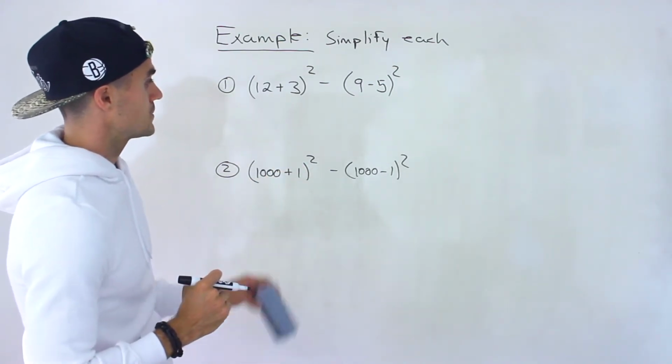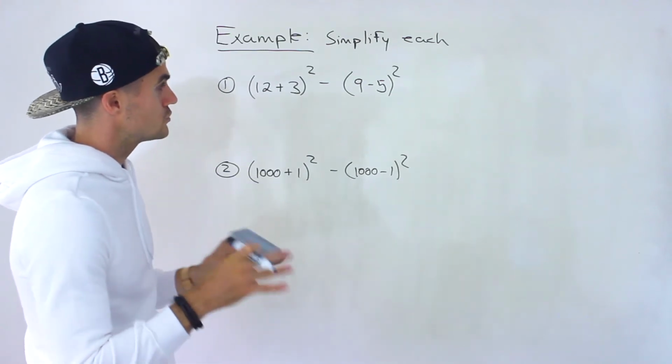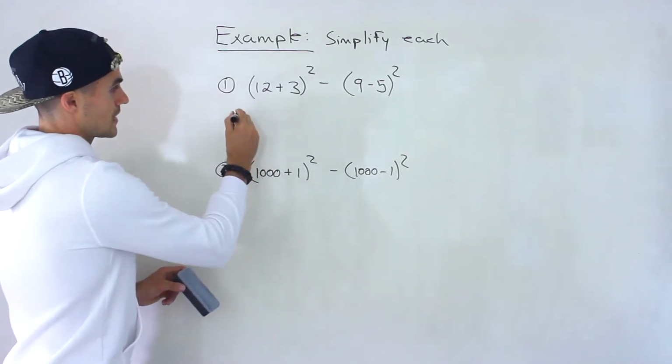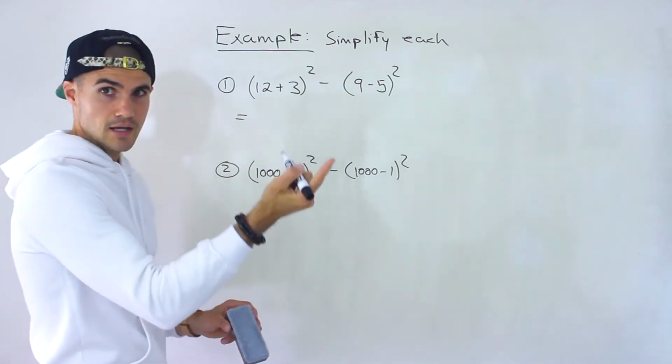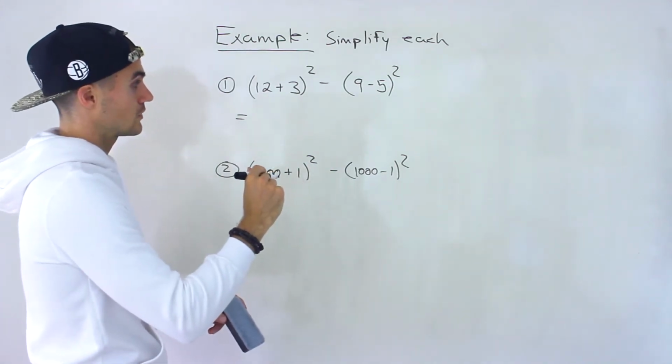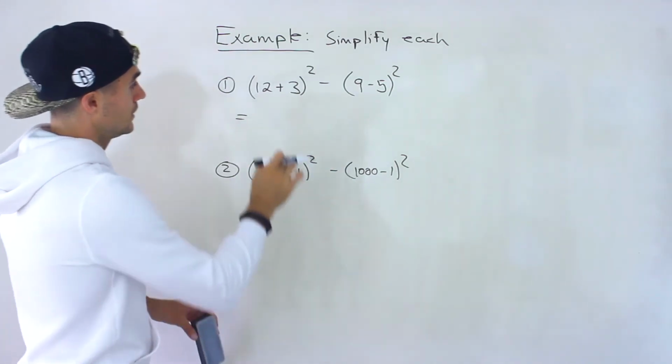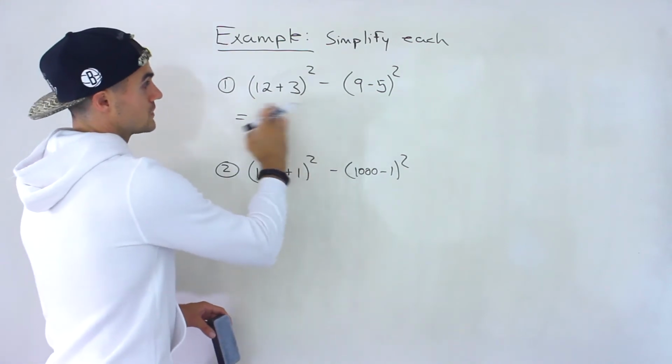So let's pretend that we're doing these without a calculator, and I'm going to show you two ways to do it. Sometimes the first way is easier, sometimes the second way is easier if you're not using a calculator, depending on the numbers. So starting with number 1, the first way you could do it is just manually.